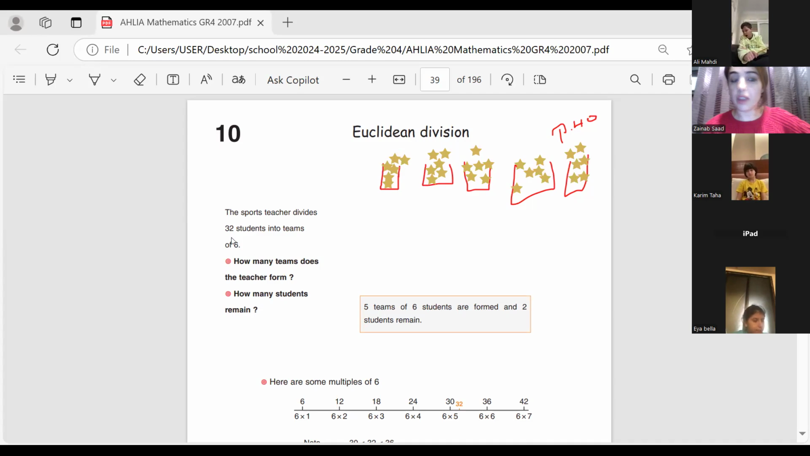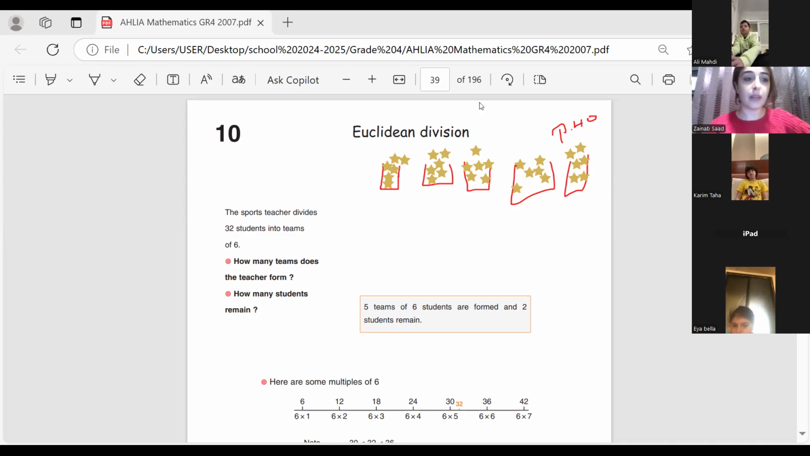together, if it's going to be 32. 1, 2, 3, up to 29. It's 30 students, okay? She could divide 30 students into teams, but how many students do we still have alone?